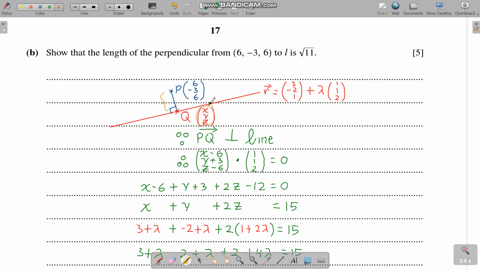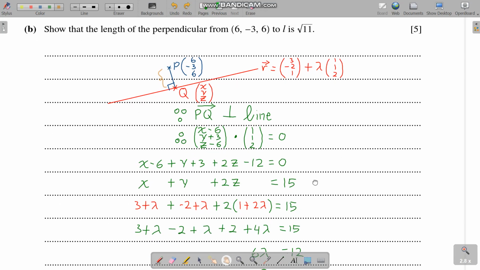So (x, y, z) minus (6, -3, 6). Because we don't know the coordinates of Q, we just call it x, y, z for now. So x minus 6, y minus minus 3, and z minus 6. For the line here, we use the line direction vector, so the (1, 1, 2). To find the dot product, we do 1 times x minus 6, 1 times y plus 3, and 2 times z minus 6, which is 2z minus 12. So we just move minus 6, minus 12, minus 18, plus 5, minus 15, move to the right, plus 15.